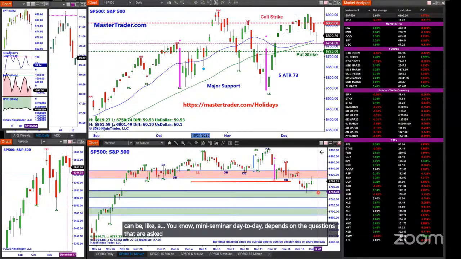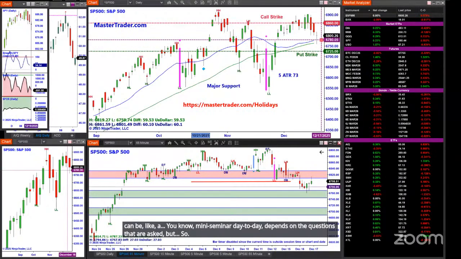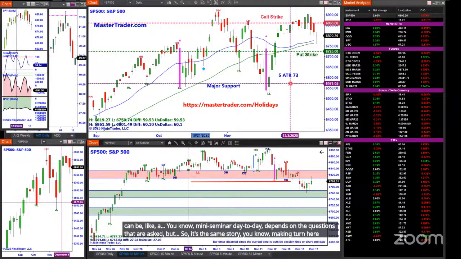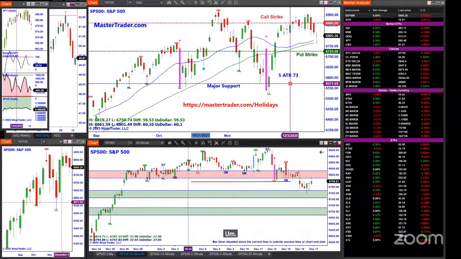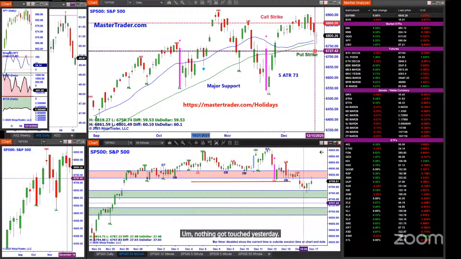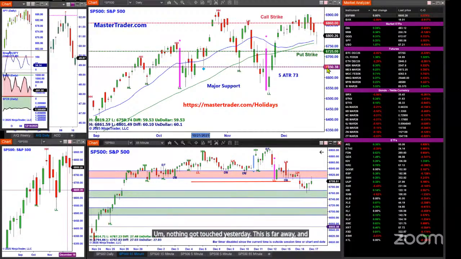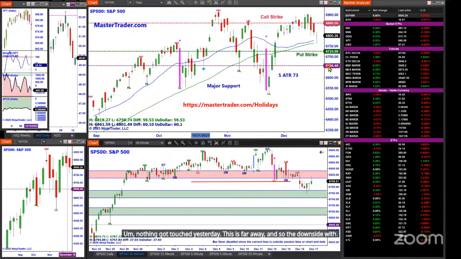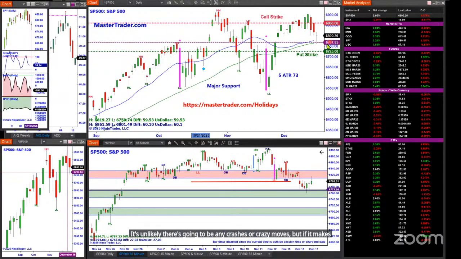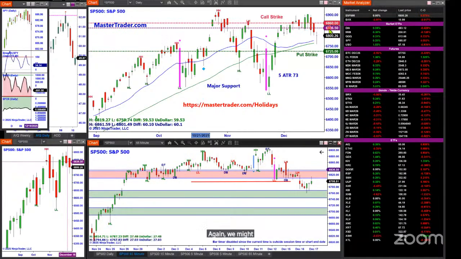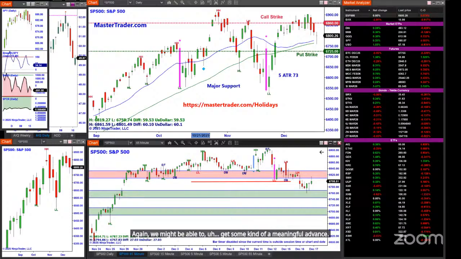But look, it's the same story. Making a turn here. There are the strikes today. Nothing got touched yesterday. This is far away. And so the downside with traders inclined to buy the dip, it is a triple witching opposite expiration. It's unlikely there's going to be any crashes or crazy moves, but if it makes the turn, again, we might be able to get some kind of a meaningful advance. There's still pretty big bets. Let's see some adjustment here.